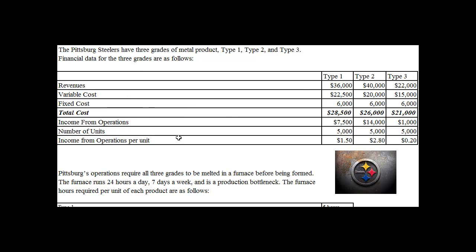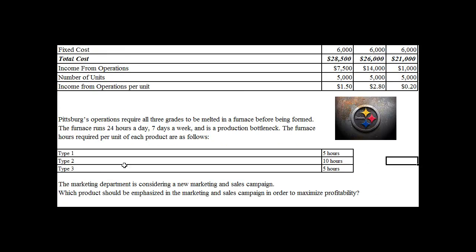Now the problem that this company has is they only have one furnace that melts the steel and makes it into a finished product. And that furnace currently runs 24 hours a day, 7 days a week. So there's absolutely no extra time. They're running at full capacity. So it's considered a bottleneck, simply meaning that you're limited in the amount of product you can sell because of the time it takes to run it through the furnace.